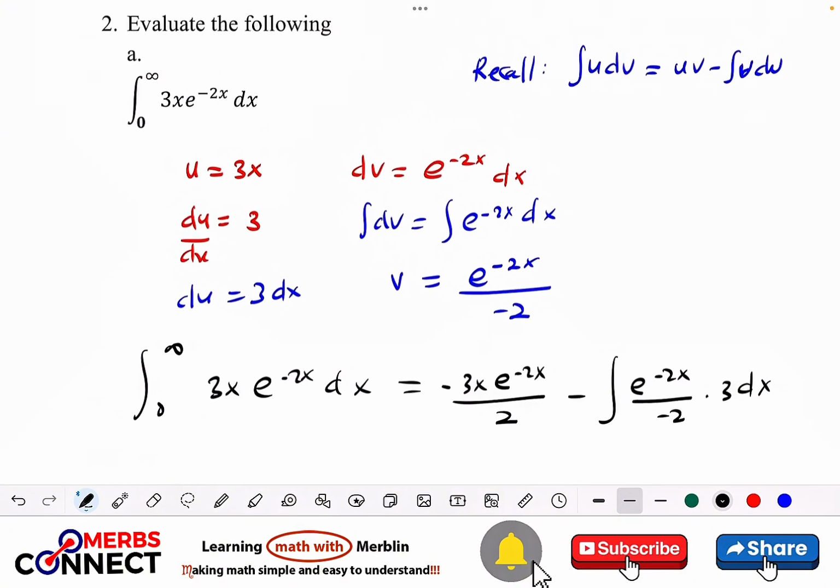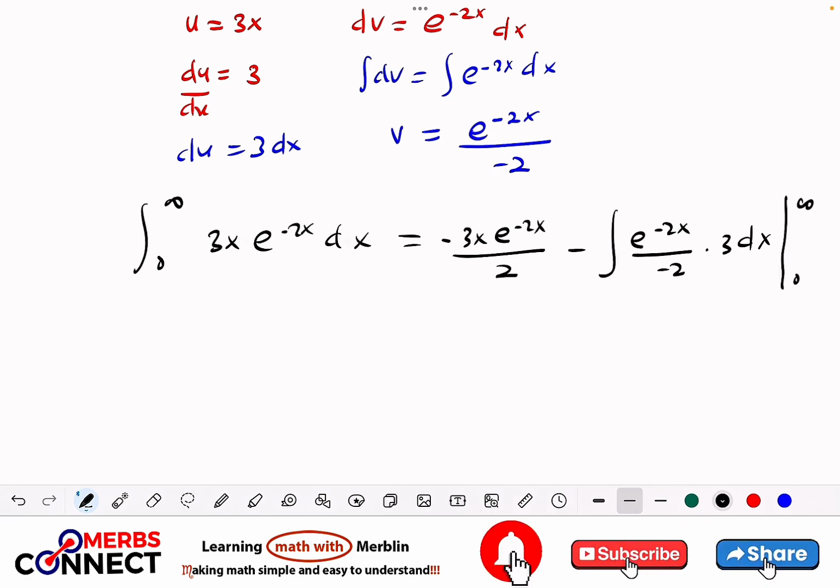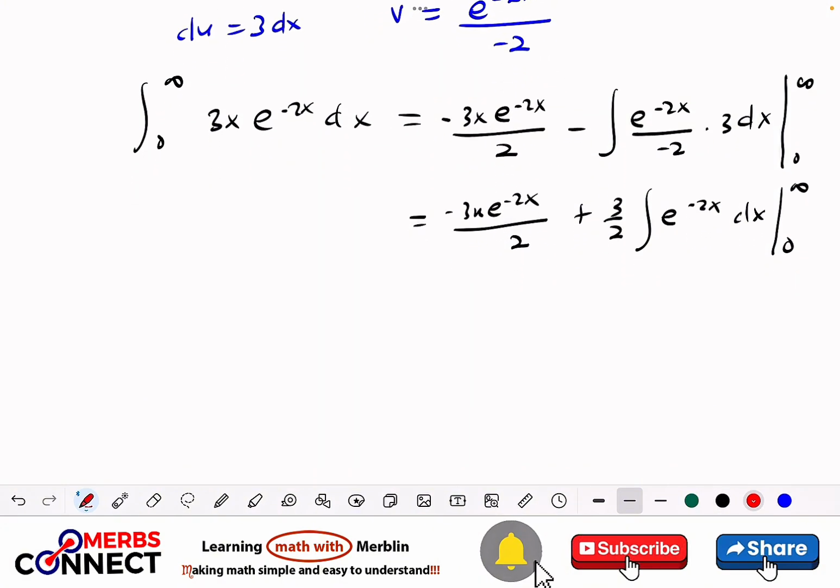Now remember, we have limits on it. So this one I'll just put 0 to infinity. So this is going to give us minus 3x e to the power minus 2x divided by 2. This is going to give us plus 3 over 2 times the integral of e to the power minus 2x dx. I'll still put 0 to infinity because I'm not done integrating. Now this is going to give us minus 3x e to the power minus 2x divided by 2 plus 3 over 2, and we saw that when I integrate this, I'm going to have this divided by minus 2, from 0 to infinity.